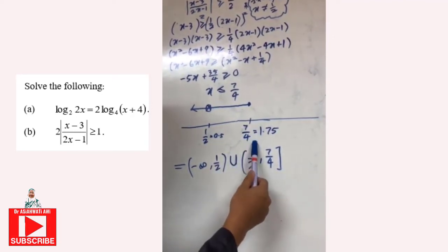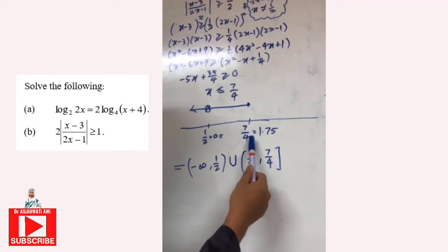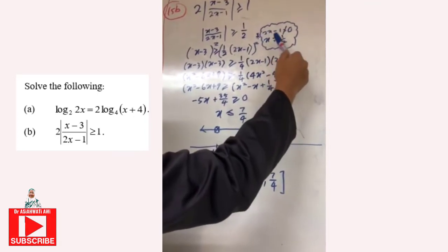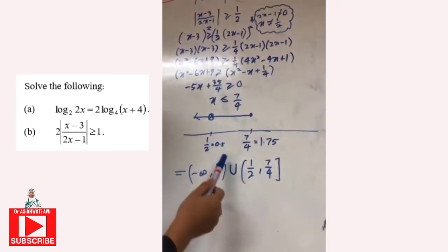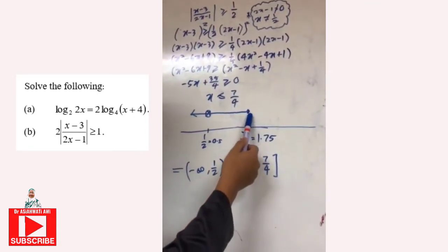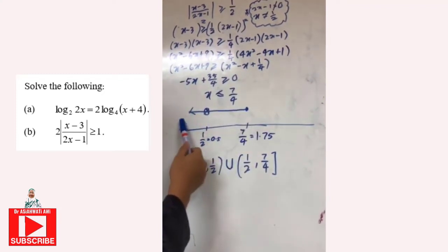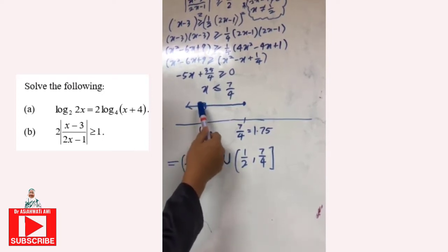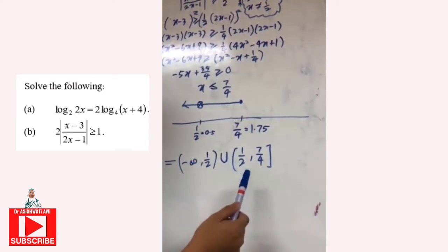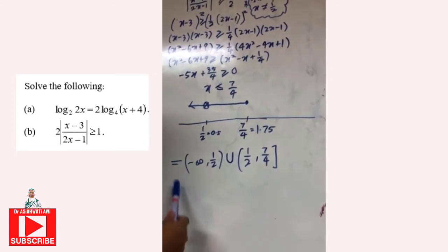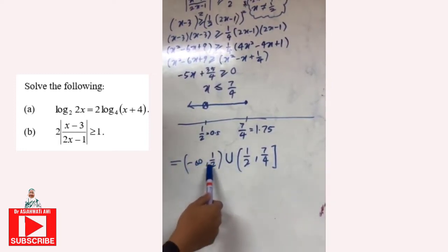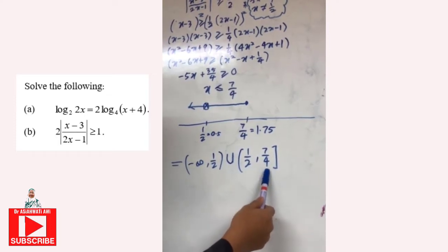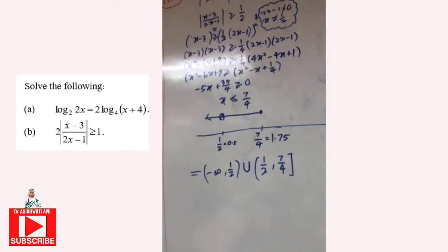We draw this number 7 over 4 with 1 over 2, because we know that x is not equal to 1 over 2, right. So we just draw the number, and we will get x is less than or equal to 7 over 4, and we need to draw this point excluded, and we will get negative infinity to 1 over 2, union with 1 over 2 to 7 over 4 included.